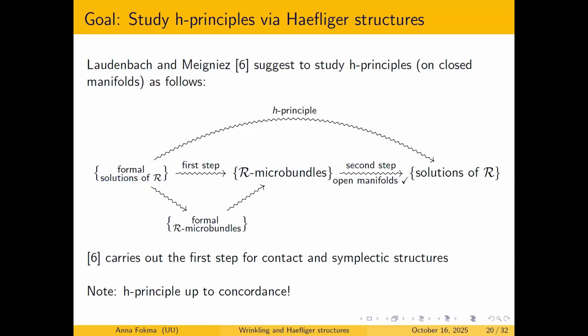Now, what are these? Yes, that's a good note to make. Because we're going through microbundles, that means we're not really studying h-principles up to homotopy anymore. Instead, we'll be studying formal solutions and solutions up to concordance. So sometimes these types of h-principles are also called c-principles. But we usually refer to them as h-principles because for foliations and foliated microbundles, the natural notion of homotopy is concordance because of this classifying space statement.